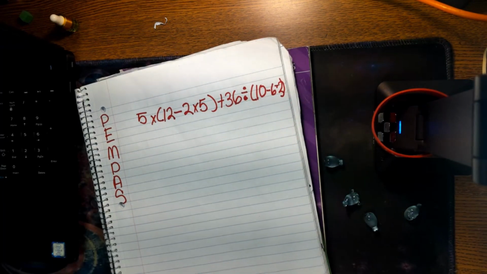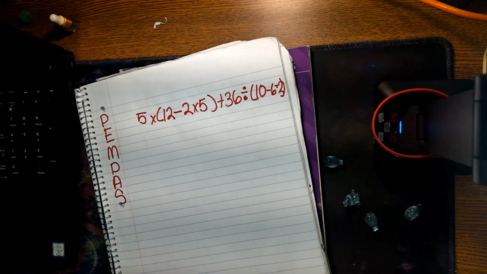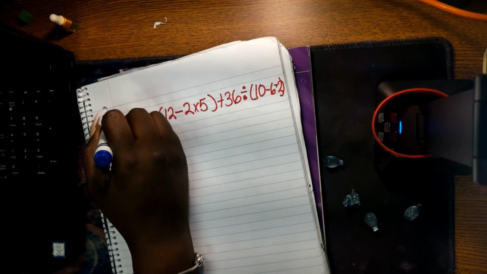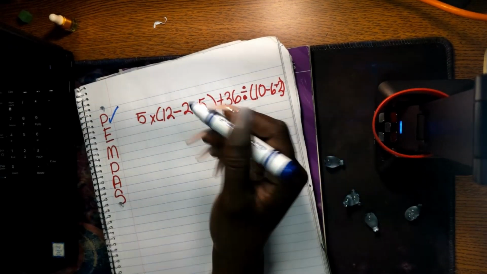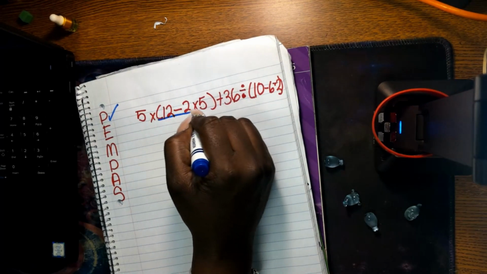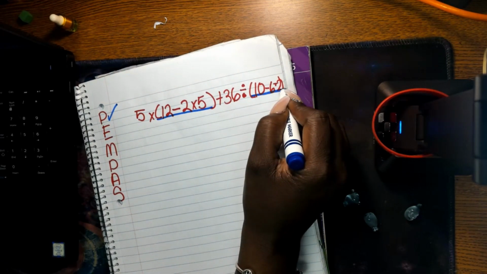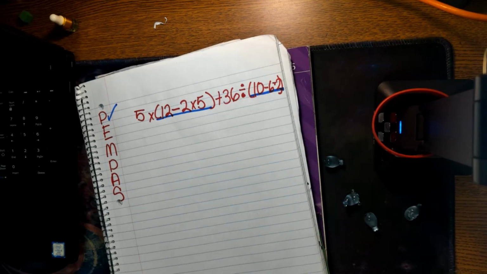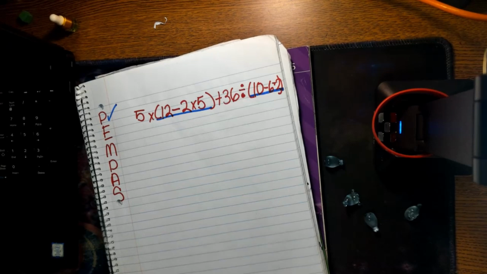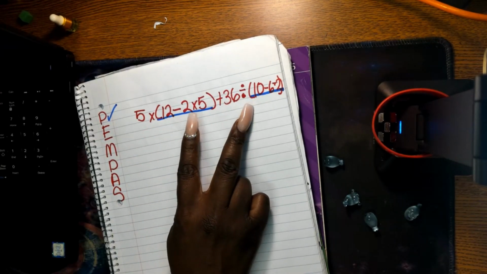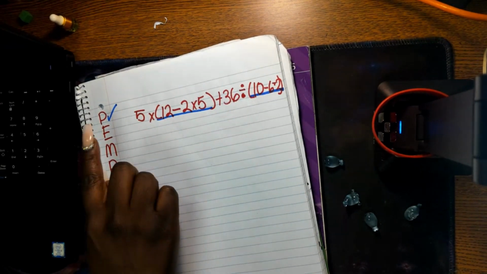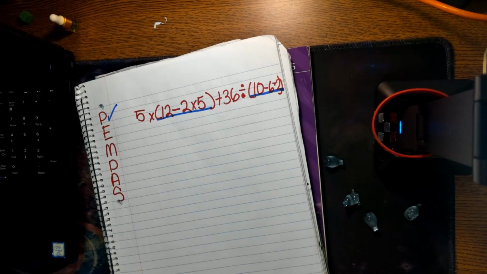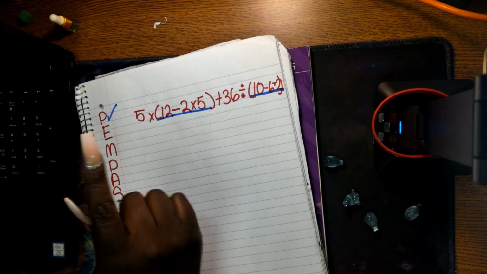Alright, so I've got 2 different parentheses, which will be the first. I do have a parentheses, so I do a check. So parentheses would be this one and this one. So I must evaluate those 2 first. So within the first parentheses, because it doesn't matter which parentheses they do first. Once they see that there's a parentheses, they just have to know that they must start with that first.